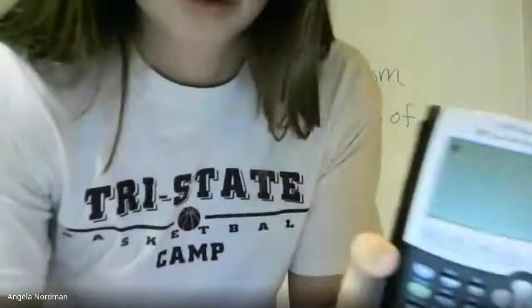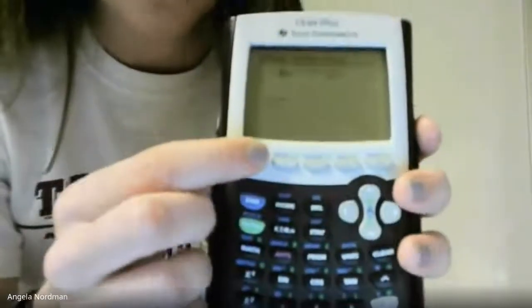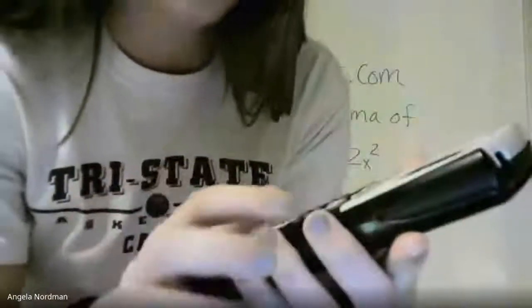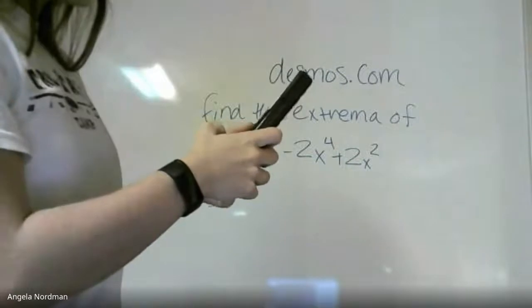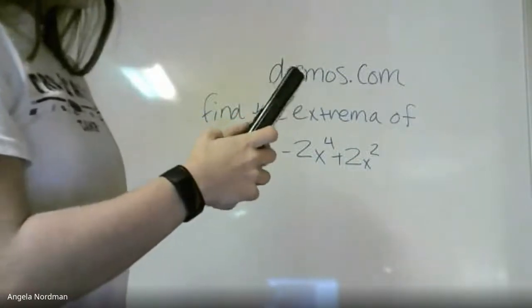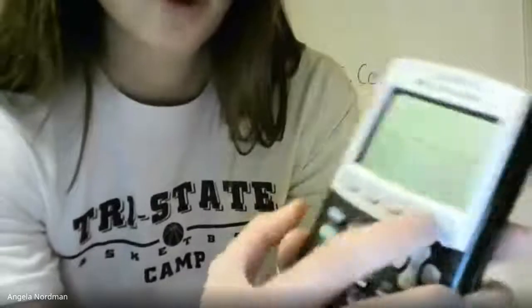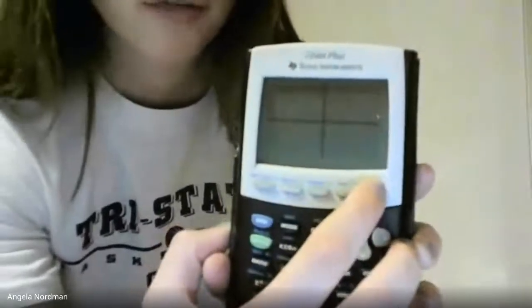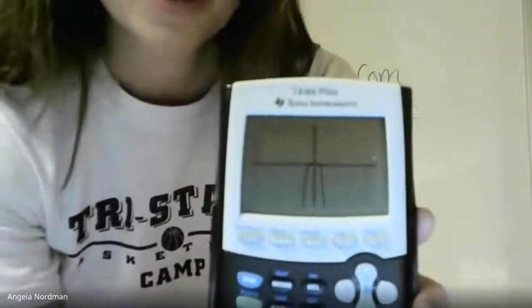So on my graphing calculator, this Y equals button, what I'm going to do is go ahead and type into it negative 2x to the fourth plus 2x squared. It should look like that in your calculator. And then we go ahead and press graph. While it's graphing out, I can kind of see what's happening, but not very well.